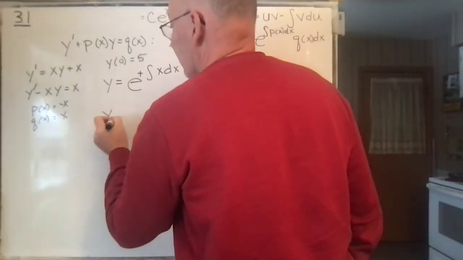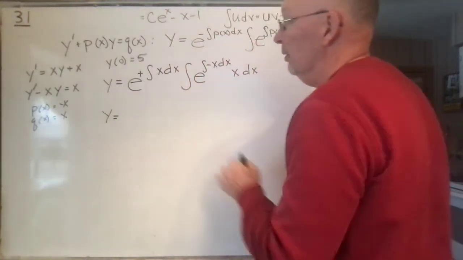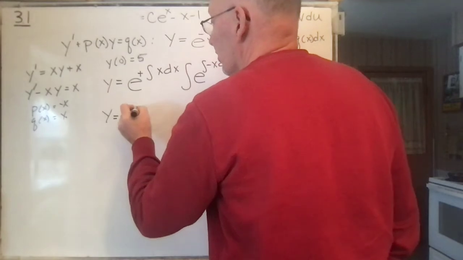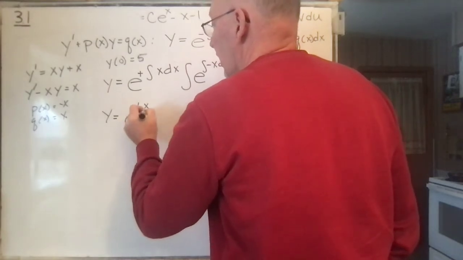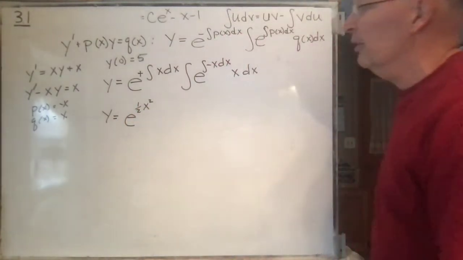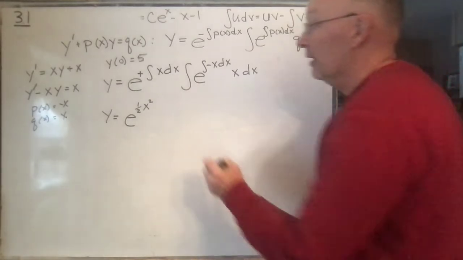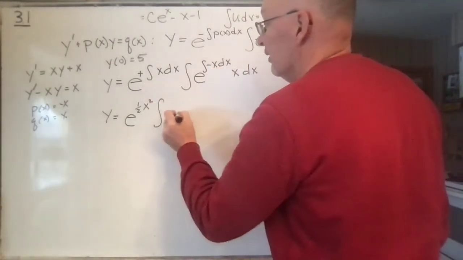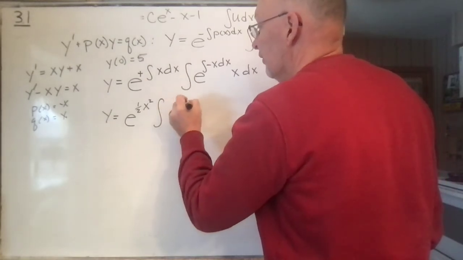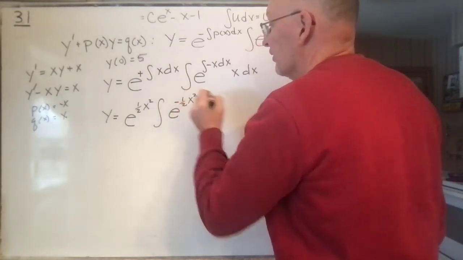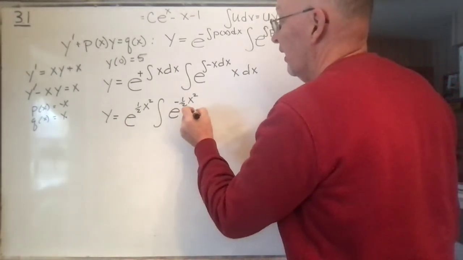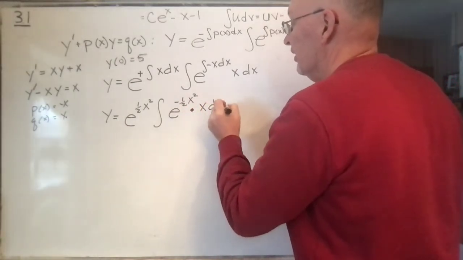Where do we go from there? y is equal to, what's the antiderivative of x? Just agree it's going to be 1/2 x squared. There's the antiderivative. What about here? The antiderivative of that is going to be e to the negative 1/2 x squared. Agreed? And then we have x dx right there.